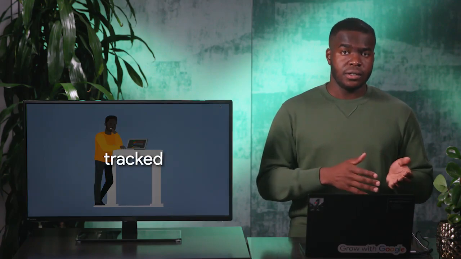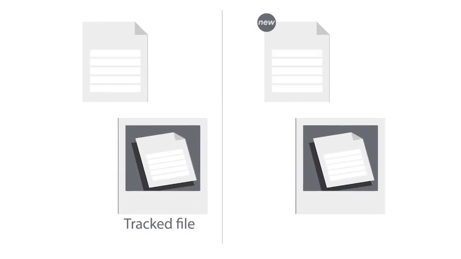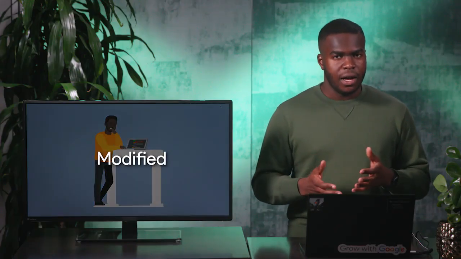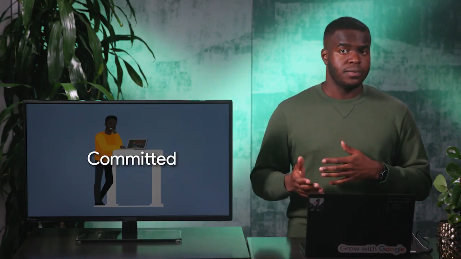When we operate with Git, our files can be either tracked or untracked. Tracked files are a part of the snapshots, while untracked files aren't a part of snapshots yet. This is the usual case for new files. Each tracked file can be in one of three main states: modified, staged, or committed. Let's look at what each of these mean.